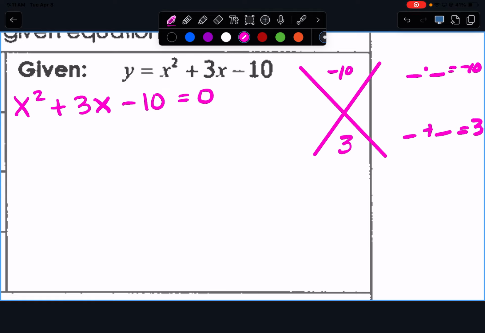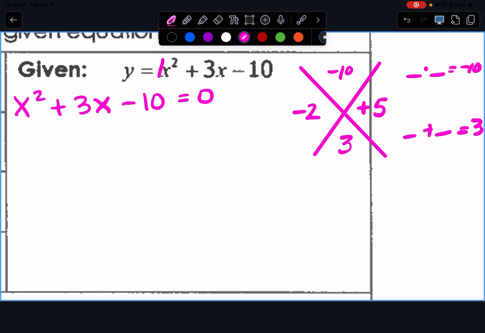You can organize it either way, whichever way you want to do, that's fine. What multiplies to give us negative 10, but will add to give us 3? It's 2 and 5. Which signs need to be what, though? Negative 2, positive 5.